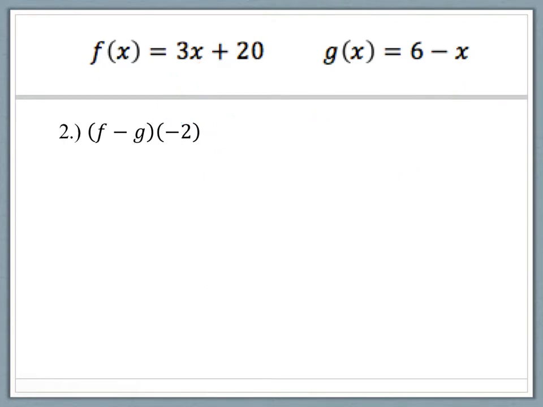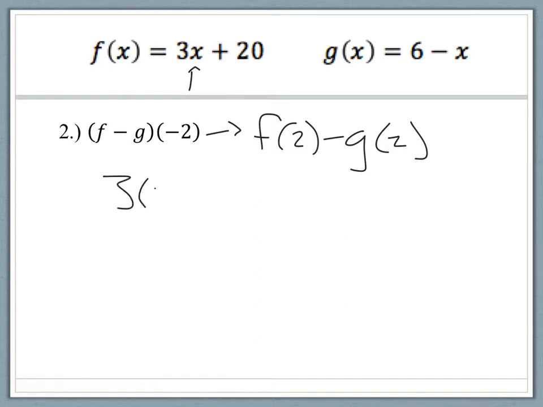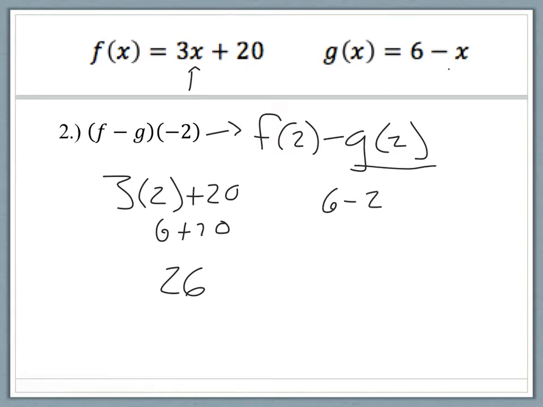Okay, here's my next one. So same thing, I'm going to rewrite this as f of 2 minus g of 2. And now I'm going to plug in what f of 2 is. So I'm going to plug in 2 for that x in 3x plus 20. So 3 times 2 plus 20. Okay. So now that's going to be 6 plus 20, which is 26. On the other one, we're going to do 6 minus 2 for my g. So g of 2 would be 6 minus 2, which is 4. So that means I'm going to have 26, and I'm going to bring that subtraction sign down, minus a positive 4. Well, that's just 22. So that's our final answer.